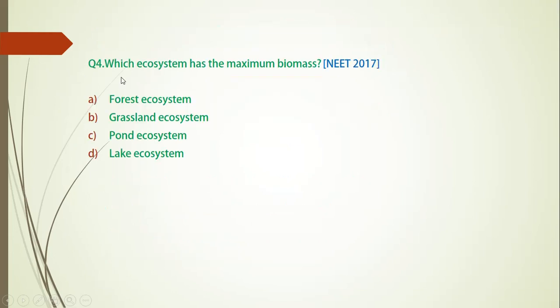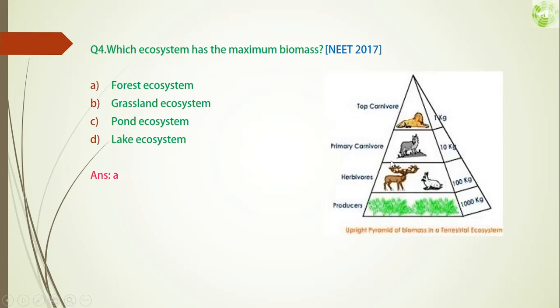Going to question number 4: which ecosystem has the maximum biomass? This question came in NEET 2017. Options are given: forest ecosystem, grassland ecosystem, pond ecosystem, and lake ecosystem. As we know, the forest ecosystem has maximum diversity in comparison to grassland, pond and lake ecosystems. So option A, the forest ecosystem, must be the right answer, as it has maximum diversity, so maximum biomass is a must.